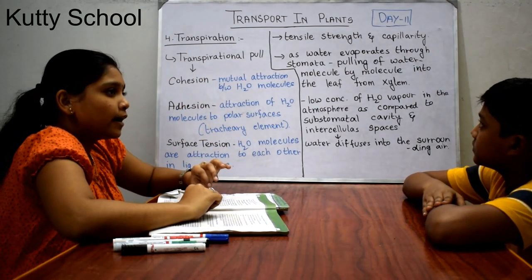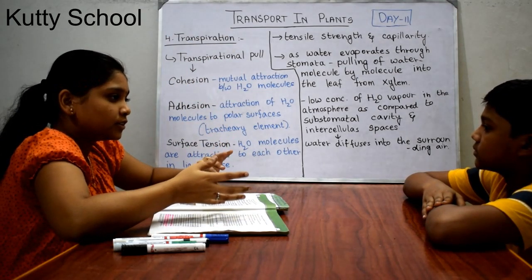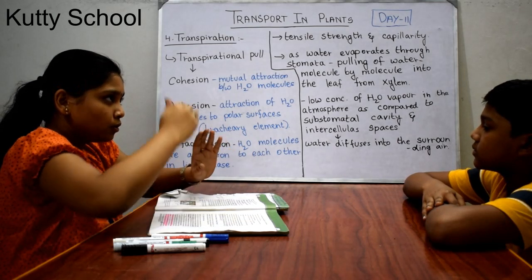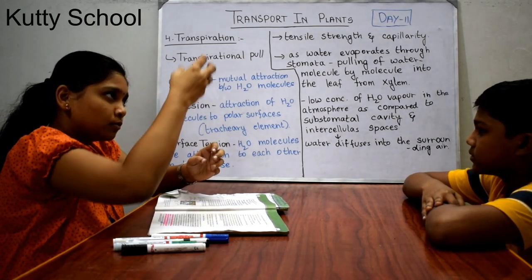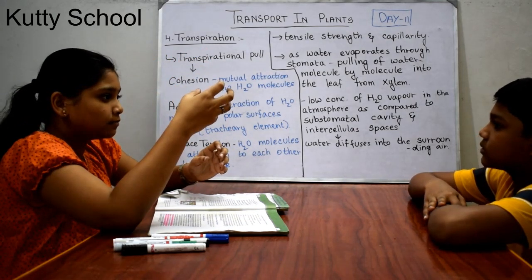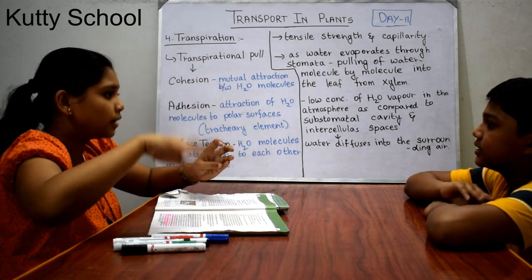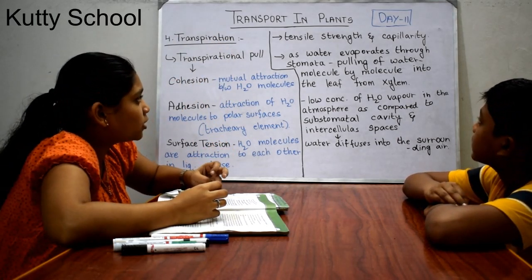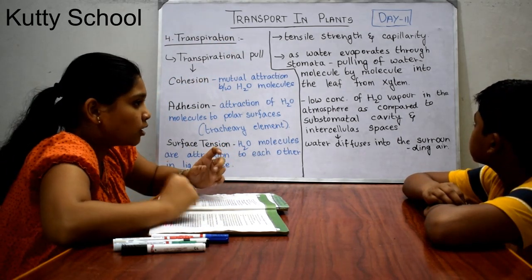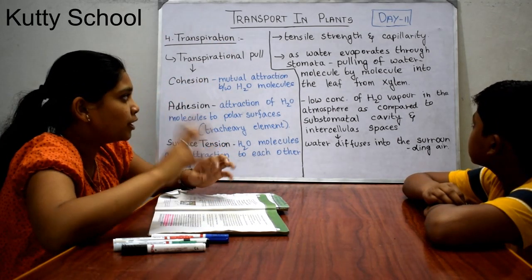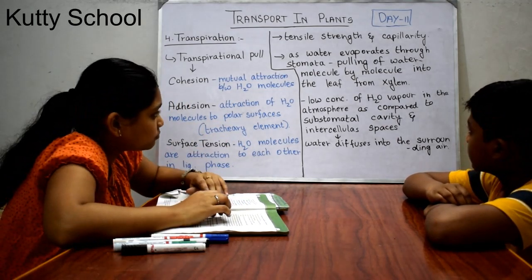Due to transpiration, the water molecules evaporate. As the water molecules evaporate from the leaf, each one attaches to the other molecules beneath it, so when that molecule goes up, it pulls the next one. So as water evaporates through stomata, water is pulled molecule by molecule into the leaf from the xylem.